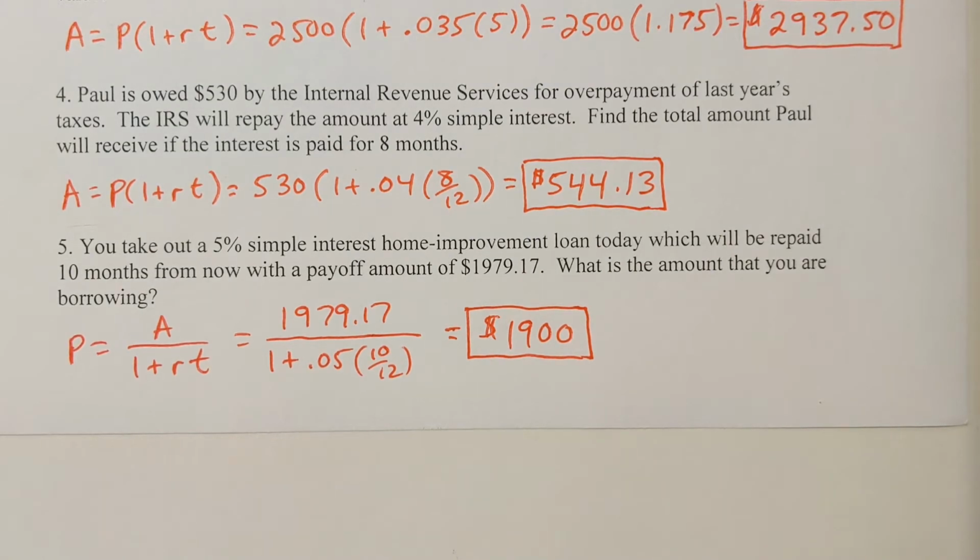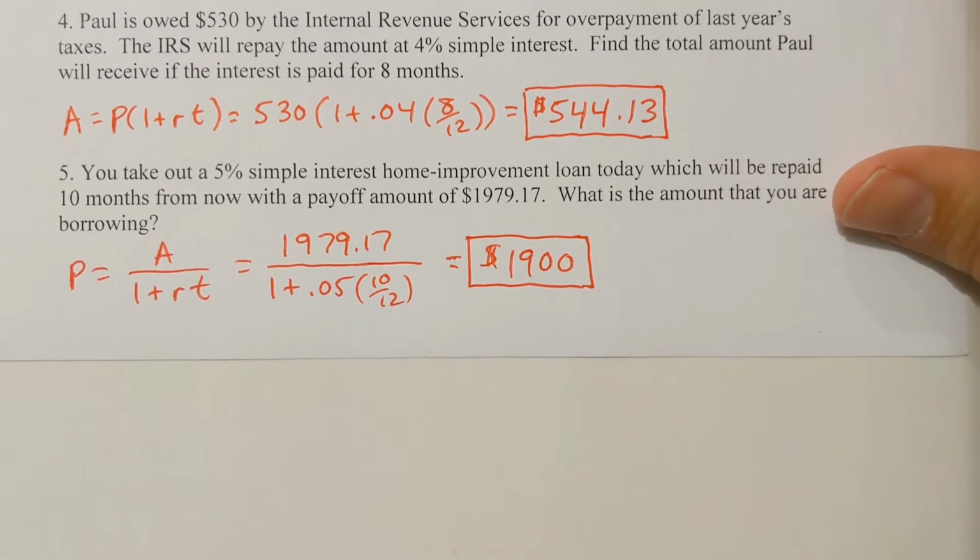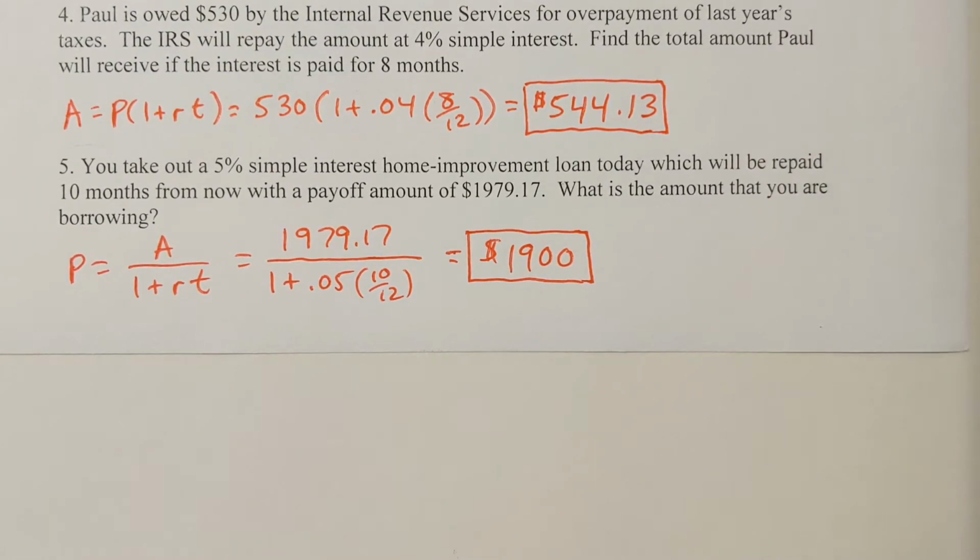Okay. You take out a 5% simple interest home improvement loan today, which will be repaid 10 months from now, with a payoff amount of $1,979.17. What is the amount that you're borrowing?